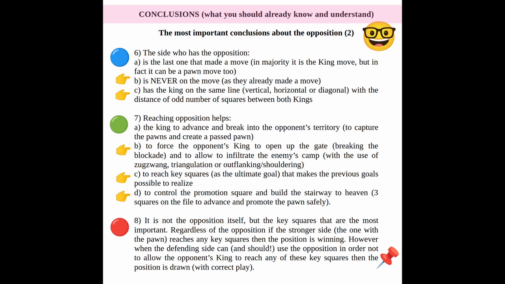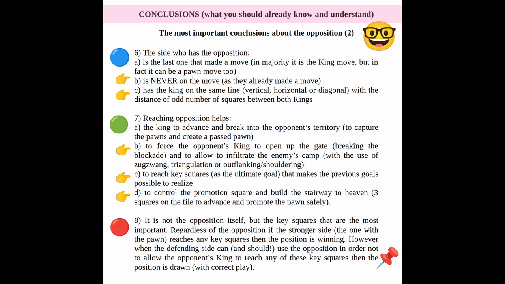And what about reaching opposition? Reaching opposition helps in the following ways. The first one is for the king to advance and break into the opponent's territory, to capture the pawns and create a passed pawn. Another idea is to force the opponent's king to open up the gate, we can say breaking the blockade, and to allow infiltration into the enemy's camp. Of course, with the use of other interesting ideas, like Zugzwang, triangulation, outflanking or shouldering. Another reason it helps is the ability to reach the key squares as the ultimate goal that makes the previous goals possible to realize.